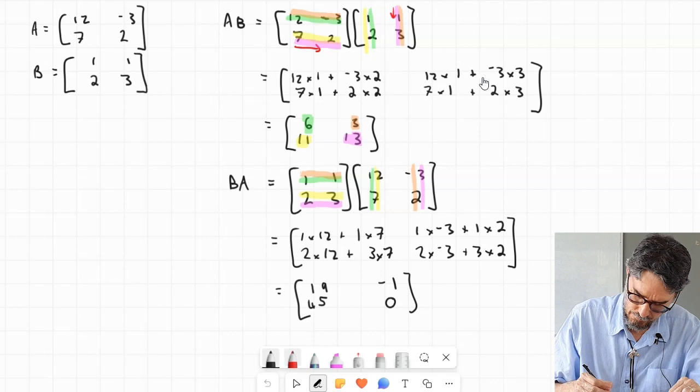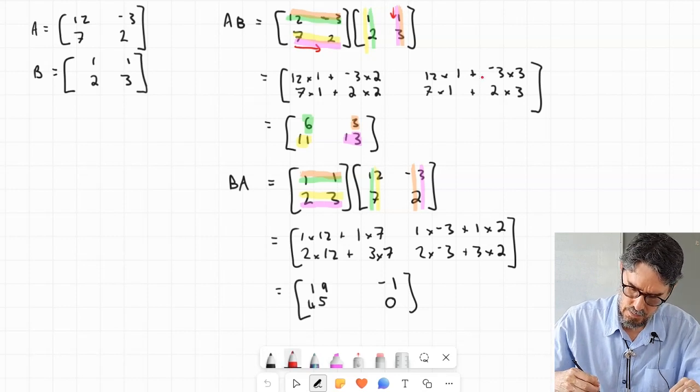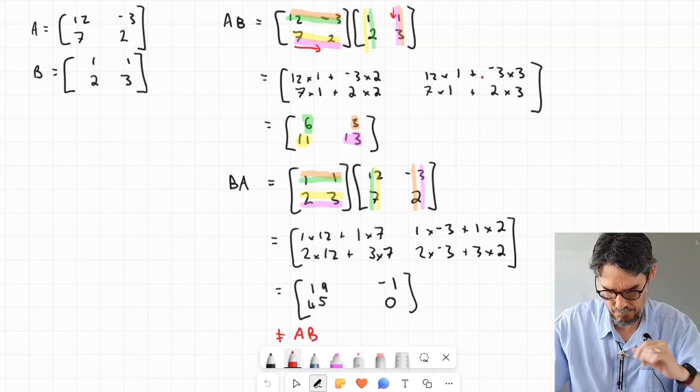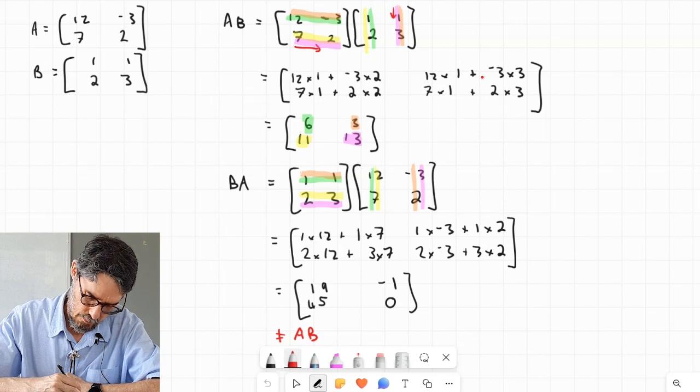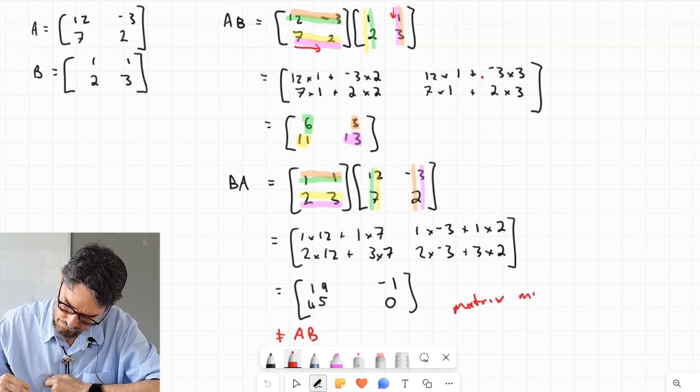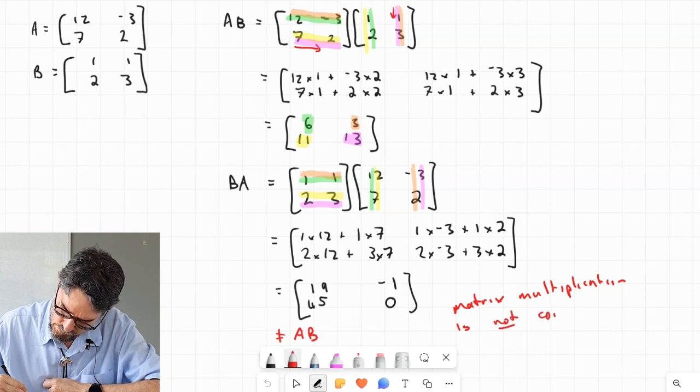Now notice something. This is not equal to AB. Matrix multiplication is, in general, not commutative.